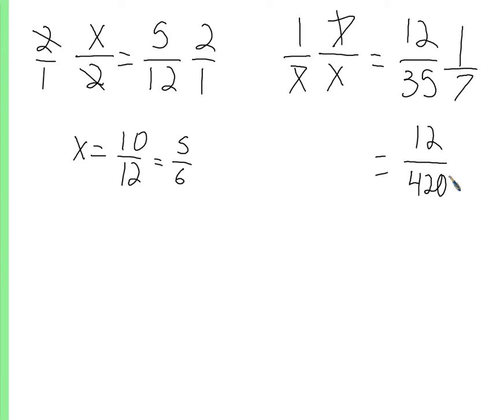5, 490, 245, 420. Oh, okay, I was off. I wonder how I got that off. 49 times. I got it. Anyway, now we have 12 over 420 on this side. What do we have on this side?